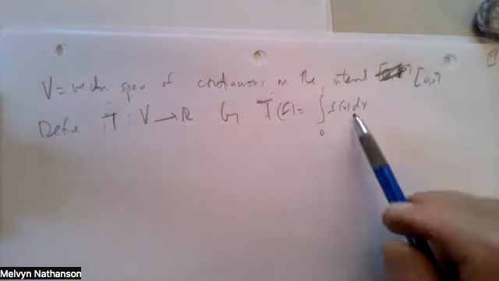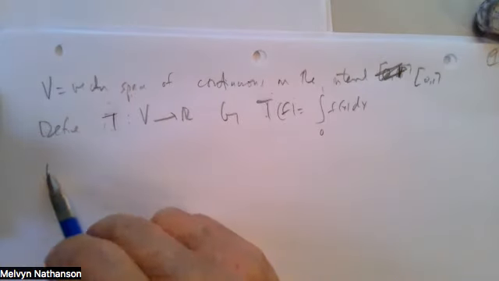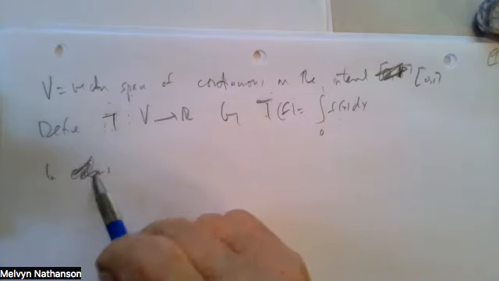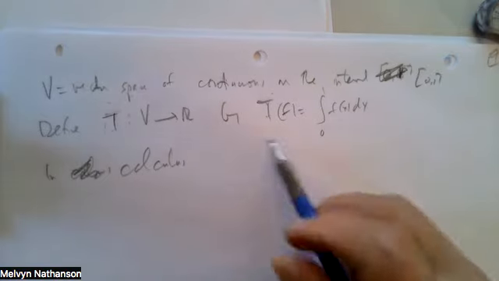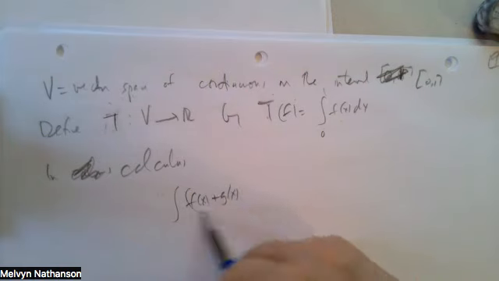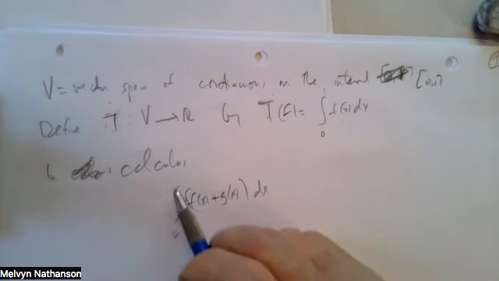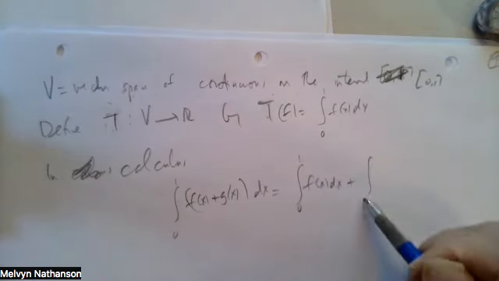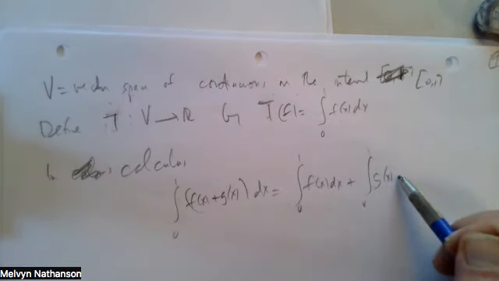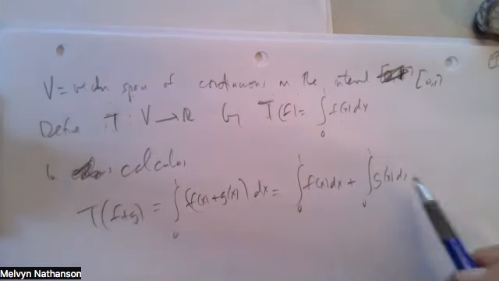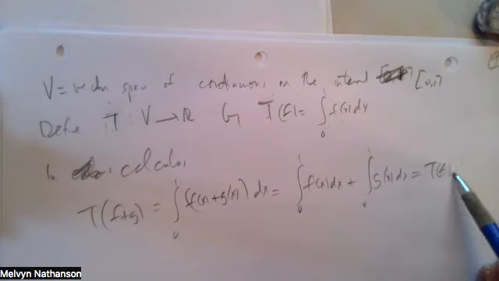F is continuous, so you can integrate it and you get a real number. And in calculus, you prove, spell calculus, right? Calculus. The integral of f of x plus g of x dx from 0 to 1, the integral of the sum is the sum of the integrals. This is T applied to the function f plus g, and this is T of f plus T of g.